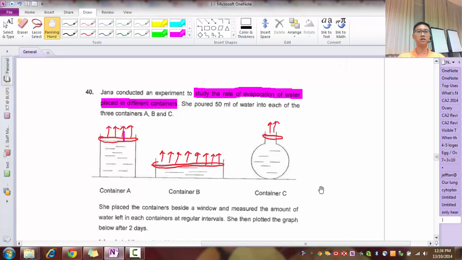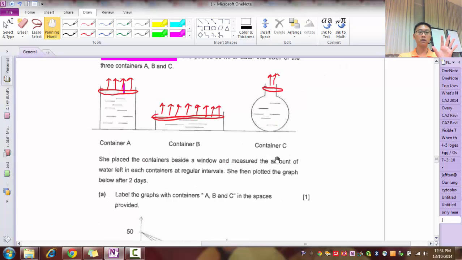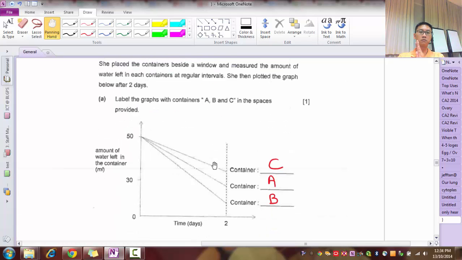Now question 40. Conducted an experiment to study the rate of evaporation of water placed in different containers. Poured 50 ml of water into each of the 3 containers A, B and C. So same amount of water. Place them beside a window, same location, measure the amount of water left at regular intervals, plotted the graph after 2 days. Okay, so after 2 days, what's going to happen?